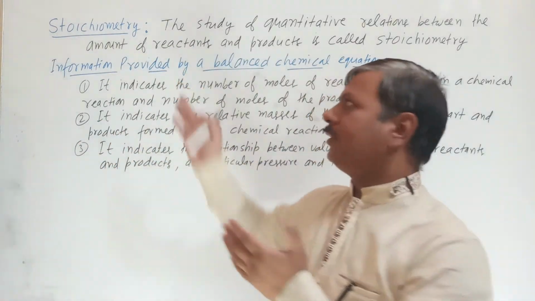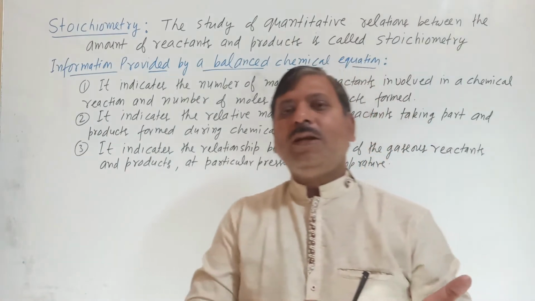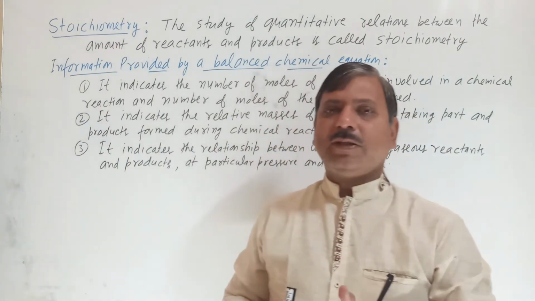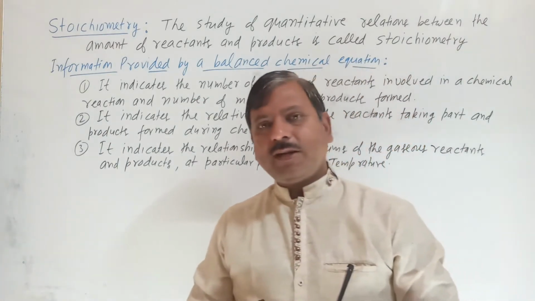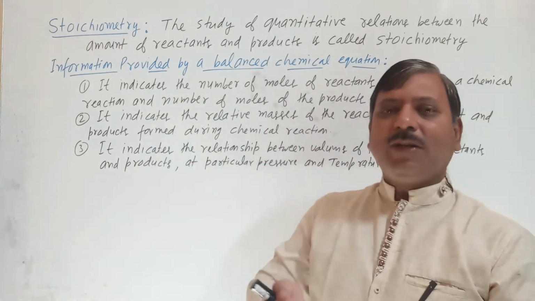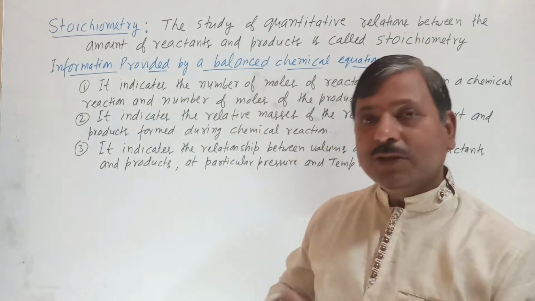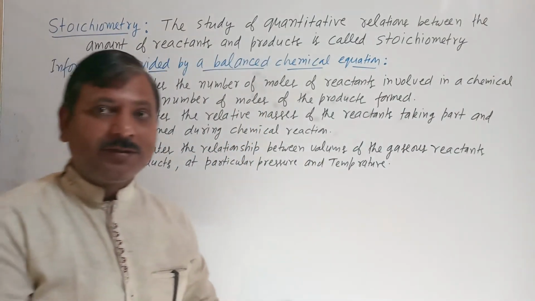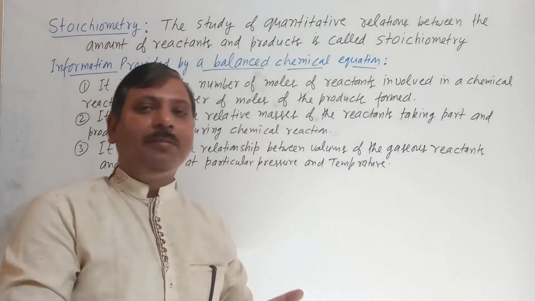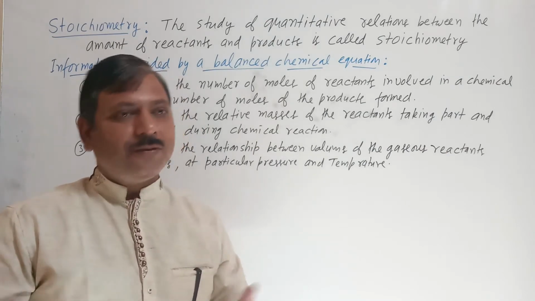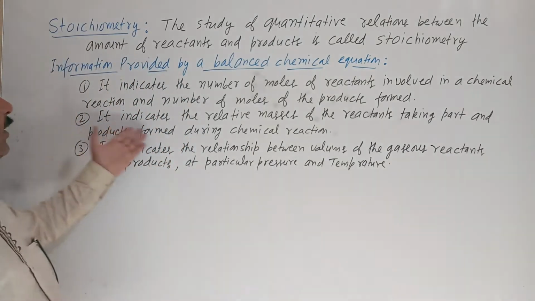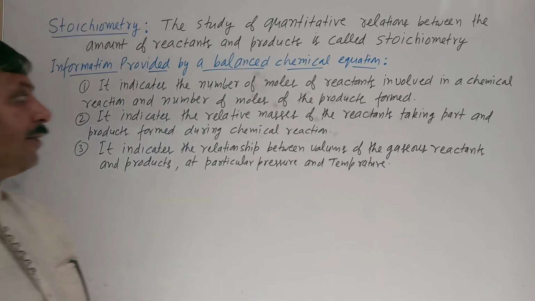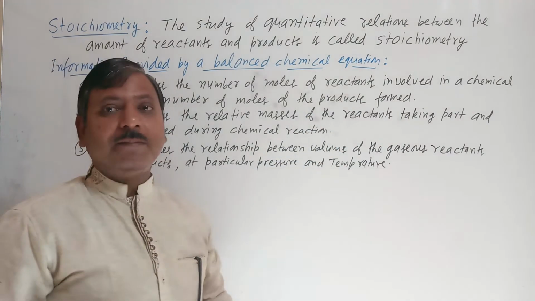In stoichiometry, we require a balanced chemical equation. What information are we getting? The first information is how many moles of reactants are taking part and how many moles of product are formed. Second, it indicates the relative masses of reactants taking part.